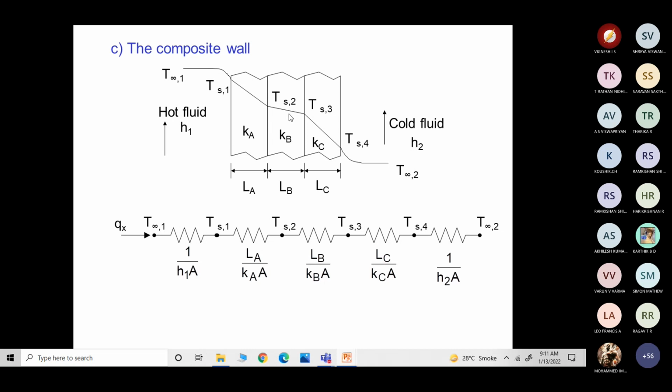So when we talk about composite walls, as I mentioned earlier, the wall of the construction of buildings, commercial buildings, can be taken as a composite wall. Each and every layer will have different thermal conductivities, and you will have hot fluid on the inner side and cold fluid on the outer side.